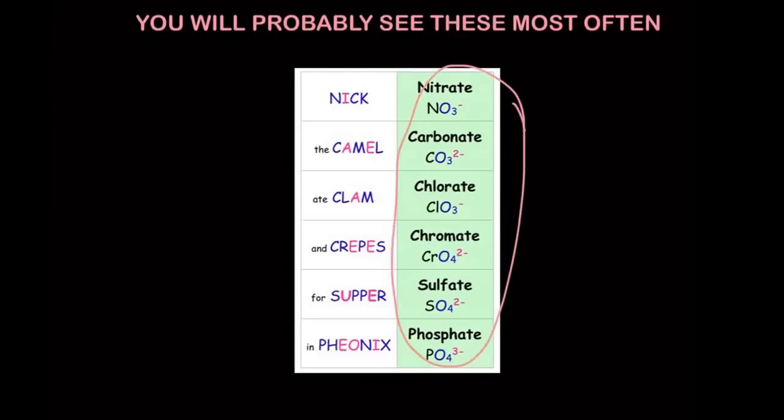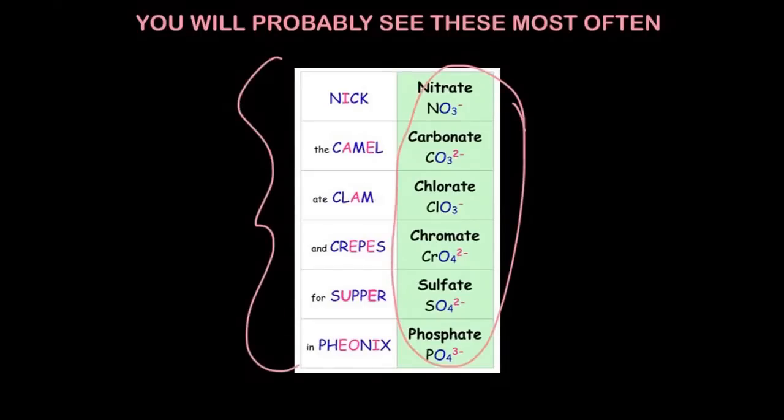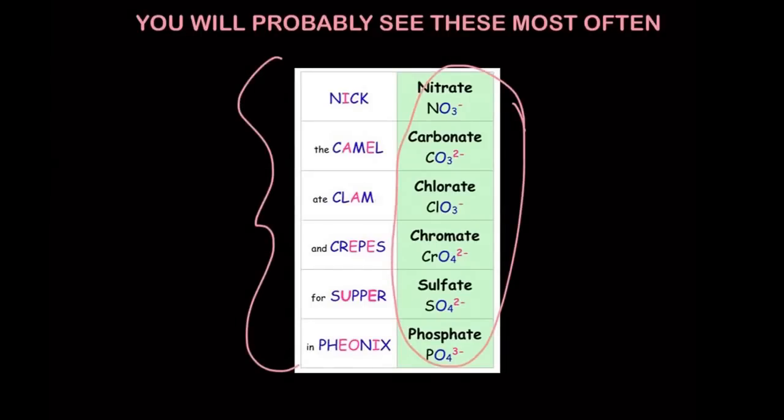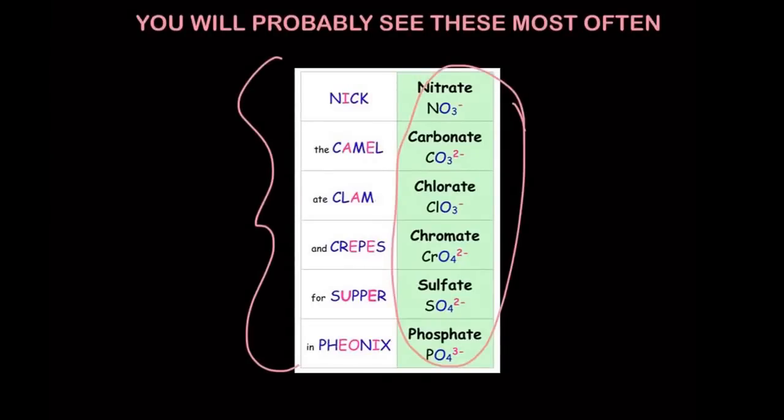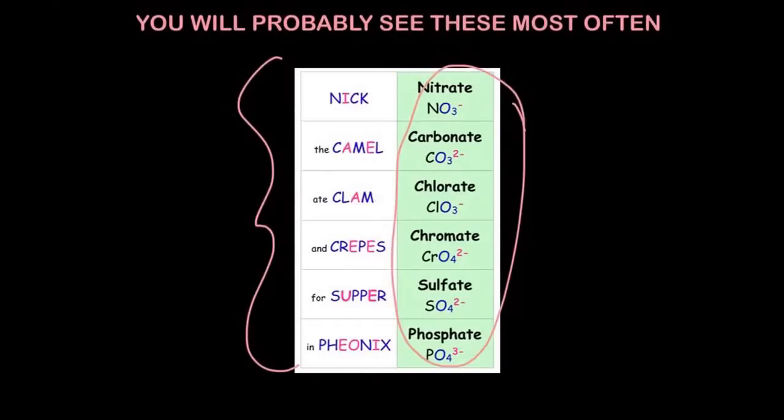Say this sentence a few times, and say it with expression as if it makes sense that Nick the Camel ate clam and crepes for supper in Phoenix. Again, Nick the Camel ate clam and crepes for supper in Phoenix.